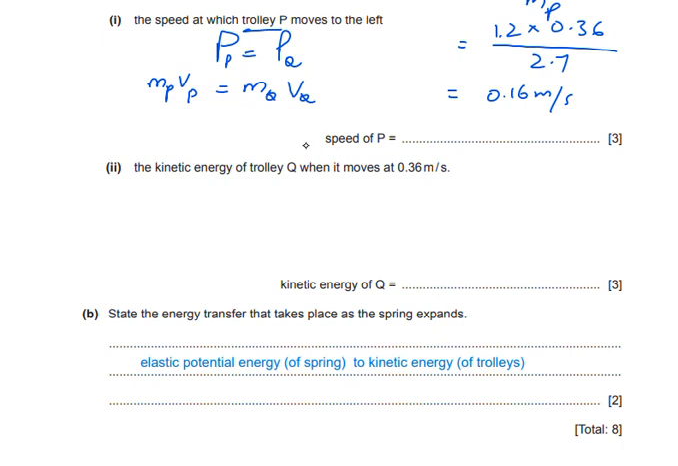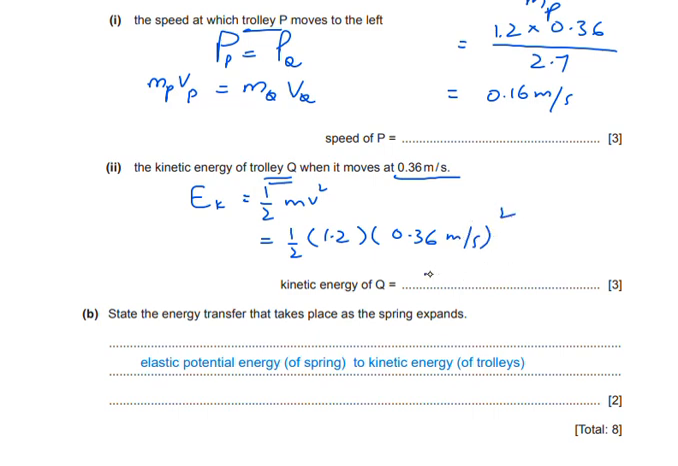The kinetic energy of trolley Q when it moves at 0.36 meter per second. Just need to find out the kinetic energy of this. We need to remember the formula, that is 1 by 2 mv square. What is the mass of a trolley Q? That was 1.2. What is speed? Speed is given as 0.36 meter per second. Take the square here, and on simplifying this all, you will get 0.078 joule energy.